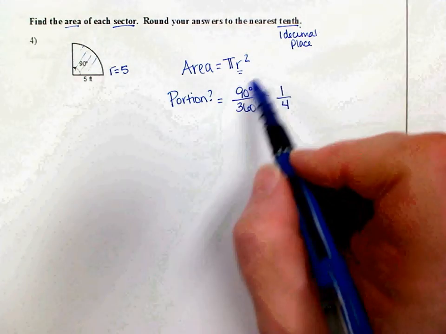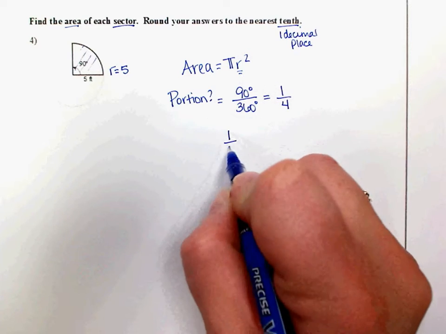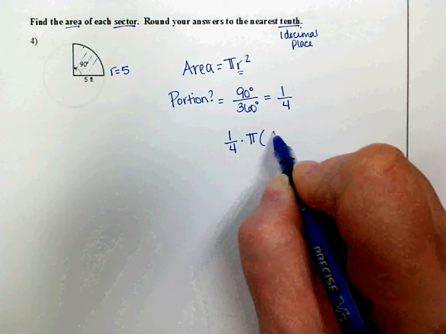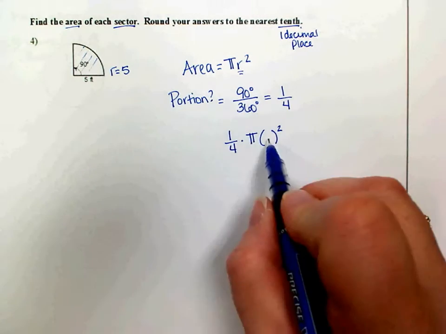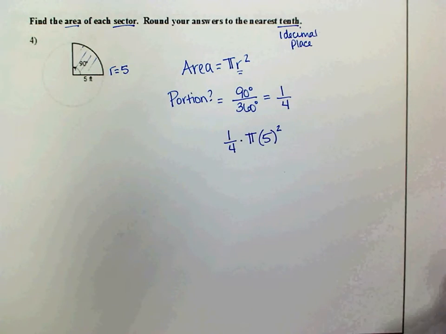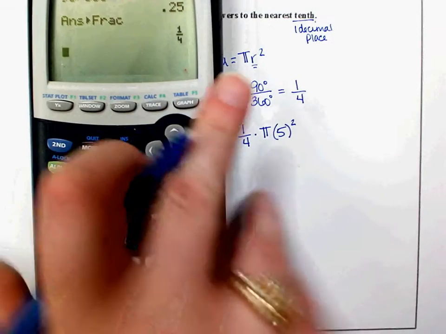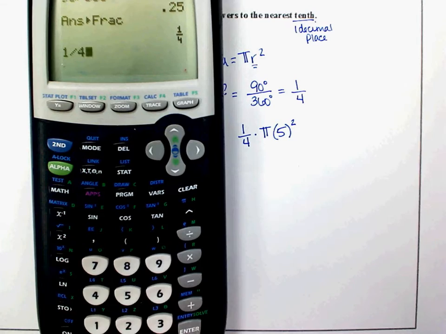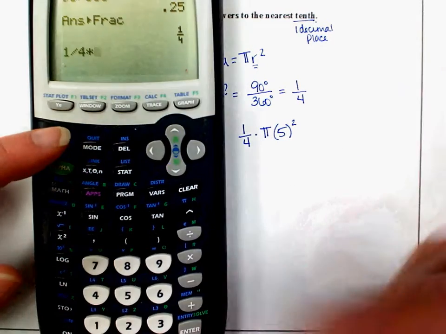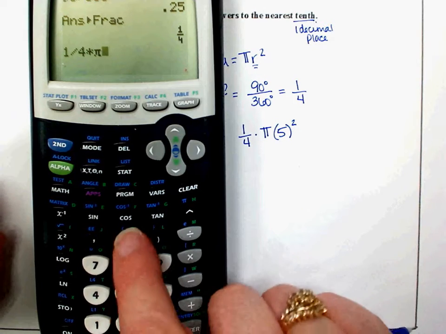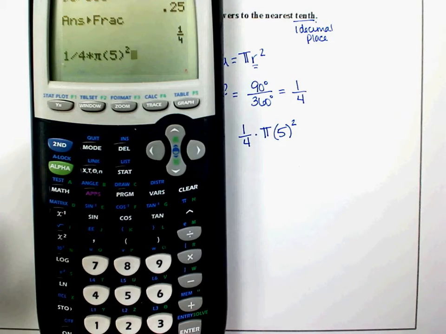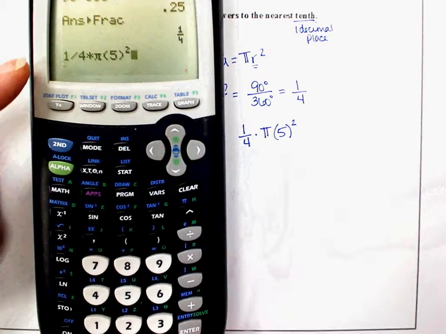So we don't want the whole pi r squared, we want 1/4 of it. So we want 1/4 times pi times the radius squared. My radius is 5, so I'm going to put 5 in there. So that's what I'm going to put in my calculator, exactly the way that looks right there. 1/4 is 1 divided by 4, times pi, which is in blue, so second caret key, and then I'm going to put the 5 in parentheses and square it by hitting the square key there. So it looks exactly like what's on my paper.